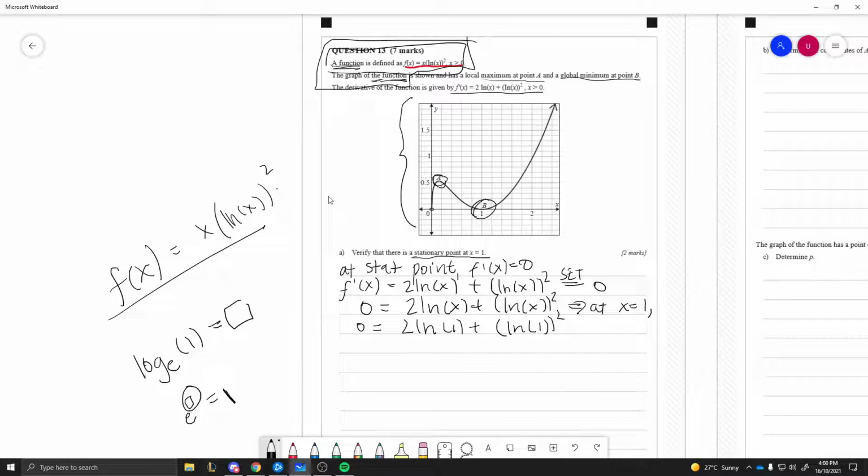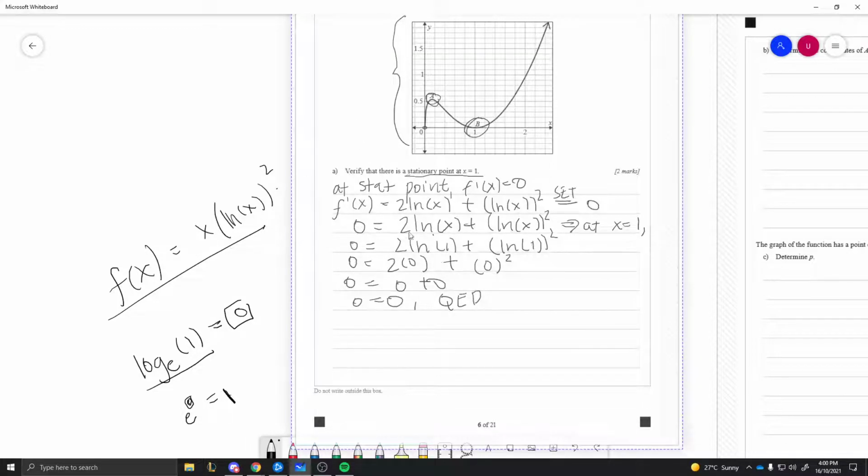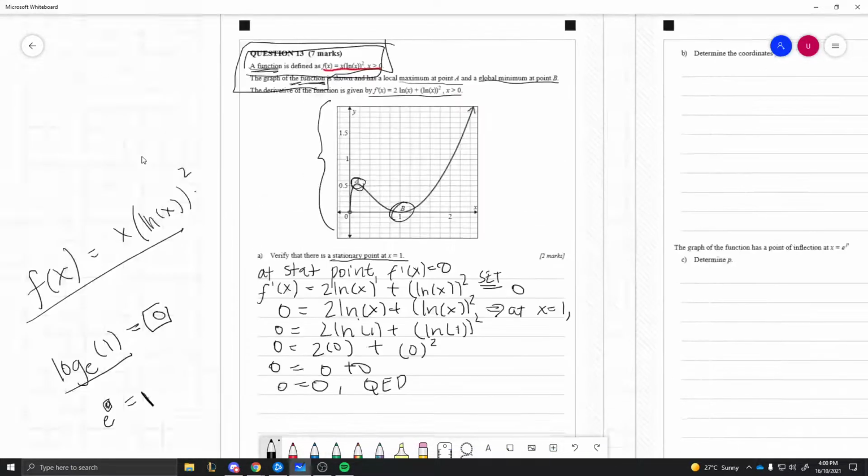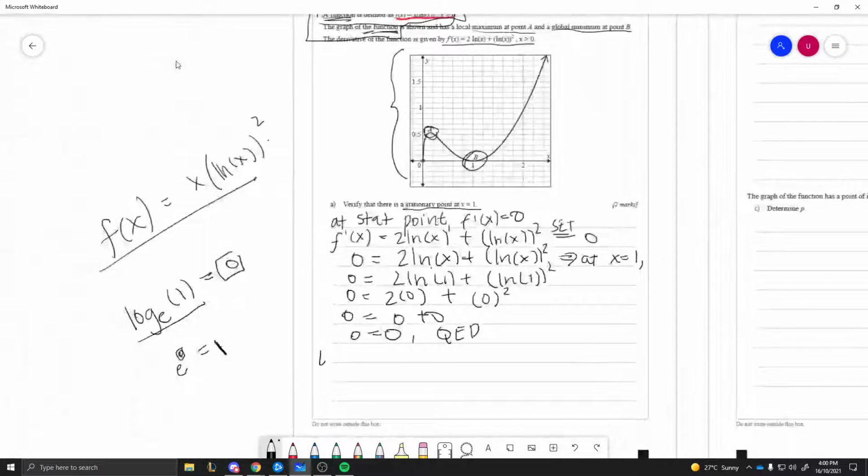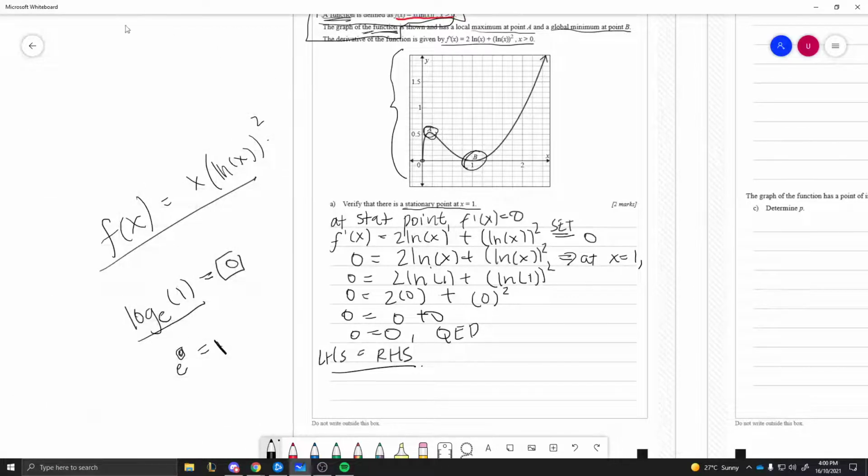This is the same as this, but when you do e to the power of 0, it equals 1. That's the only thing you can do. So ln of 1 equals 0, so you can go 0 equals 2 times 0 plus 0 squared, because these are the same, so it's both 0. 0 equals 0 plus 0, 0 equals 0. You go QED, a Latin thing that pretty much means I got the right answer. Or you could do left-hand side equals right-hand side. Those are both ways that Miss said we can do it, but that's generally what you do for proofs.